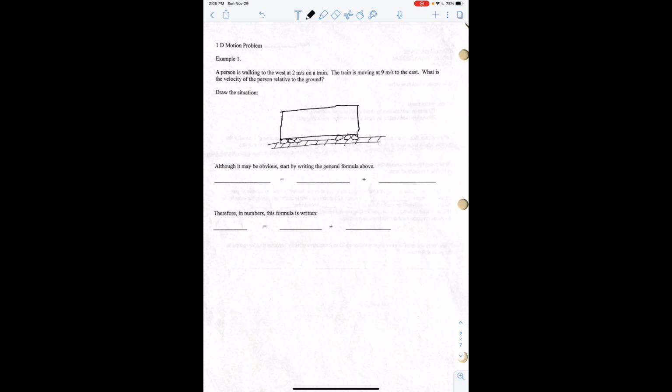Okay, so it says this person is walking to the west at 2 meters per second on a train. The train is moving at 9 meters per second to the east. All right, so here's the velocity of the train relative to the ground. And we'll call east positive. Let's go ahead and label that up here. And we'll call west negative.